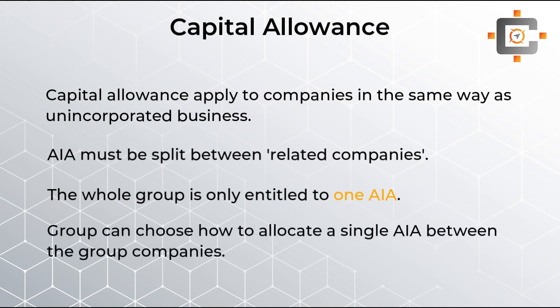Now, how this 1 million AIA will be allocated to all the parent and subsidiary companies is their own decision, students. HMRC will not give any kind of rules regarding that. Companies can decide how to allocate the AIA according to their choices.